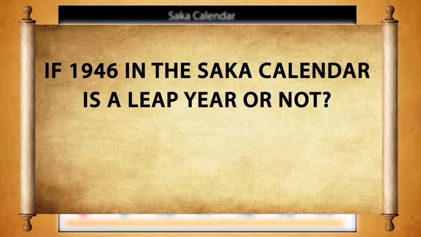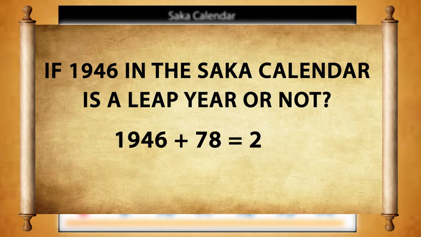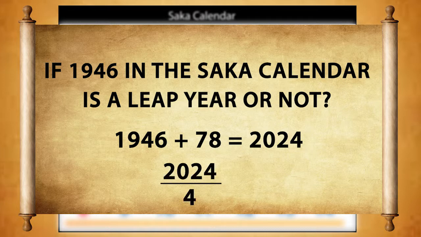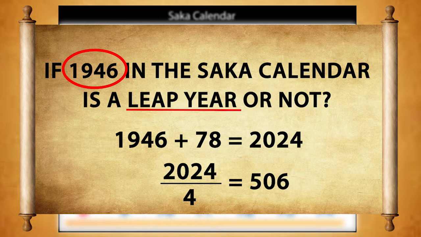For example, if we want to check if 1946 in the Saka calendar is a leap year or not, we have to first add 78 to it, which will be 2024. Now, we need to divide the Gregorian year, that is 2024, by 4. Since it is exactly divisible by 4, we can conclude that the year 1946 in the Saka calendar is a leap year. Do only old people, like Grandpa, use this calendar?